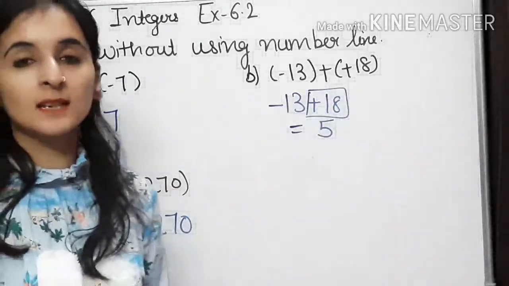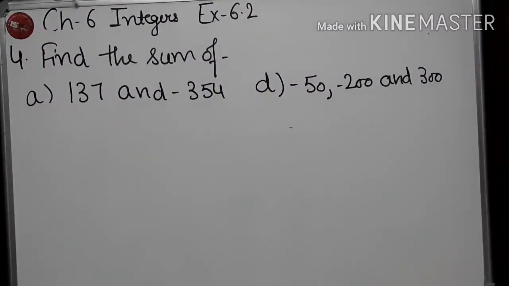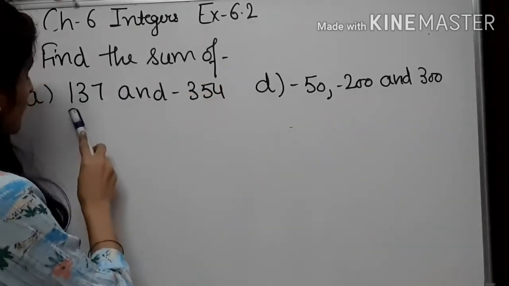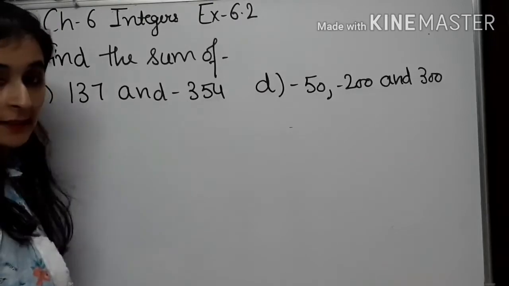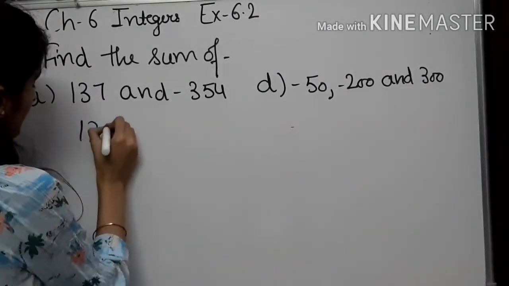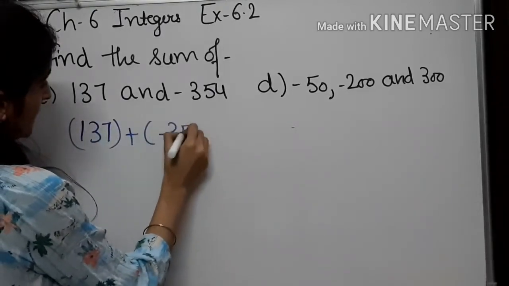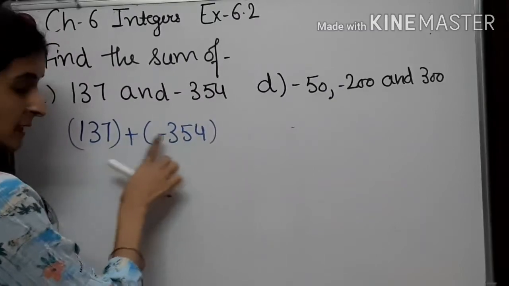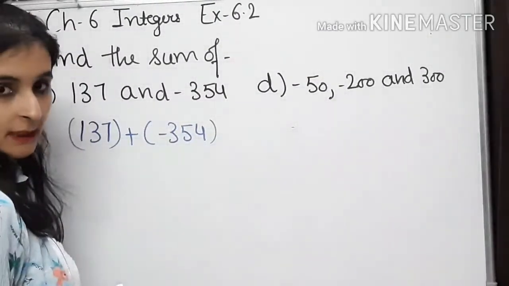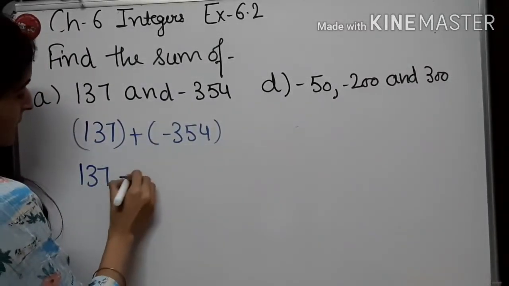Okay. Now let's come to next question. Next question number 4 is find the sum of 137 and -354. So how we will do this? 137 plus -354. We have to find the sum of these two numbers. So I have written plus sign between these. Now 137 plus minus is -354.